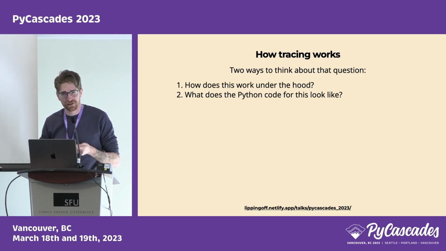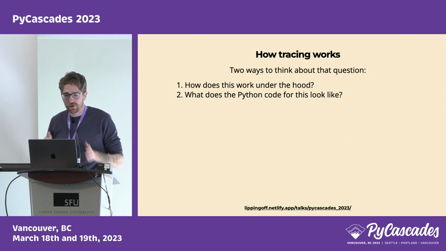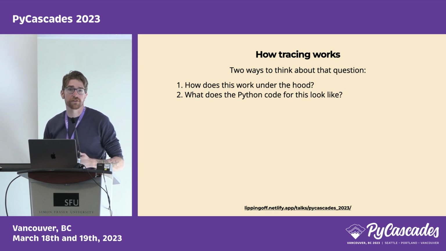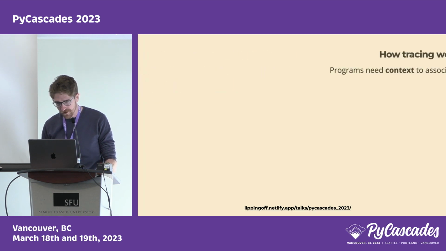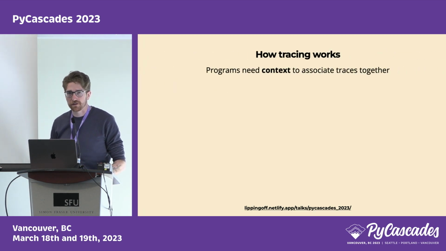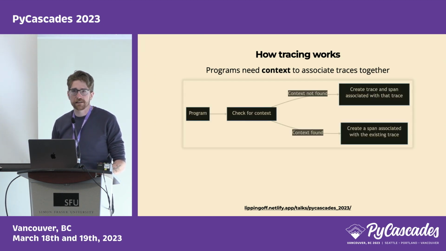When I was approaching this question, how does tracing work, I wanted to cover it in 2 different ways. One is, what is the actual process by which we do tracing? And then, how do you do this in Python? Let's start with the first one. Tracing works by operating on what's called context, or trace context. The context just indicates what the current trace and the current span is.